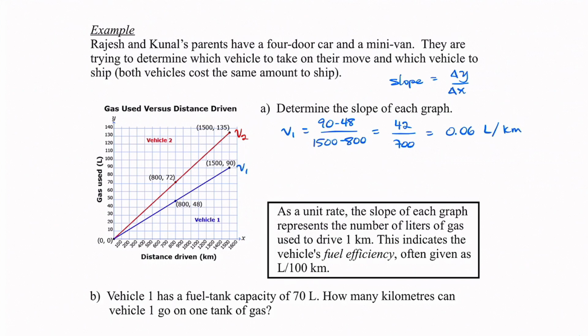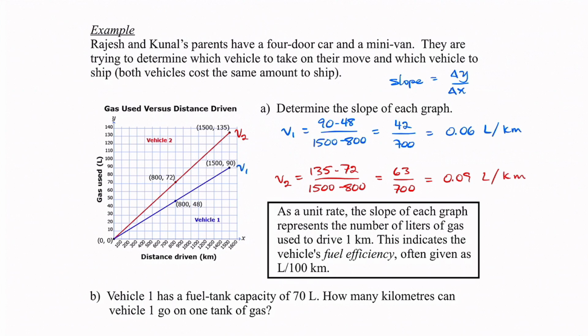And then we can do V2. So V2, the y went from 72 to 135. So we can take 135 and then subtract 72. And then our x's went from 800 to 1500. So we'll take 1500 and subtract 800. And in the numerator, when we take 135 and subtract 72, you're going to get 63. And in the denominator, that's the same calculation as before, so we're going to get 700 again. And then when we take 63 and divide that by 700, we're going to get 0.09, and then our units again are going to be liters per kilometer.